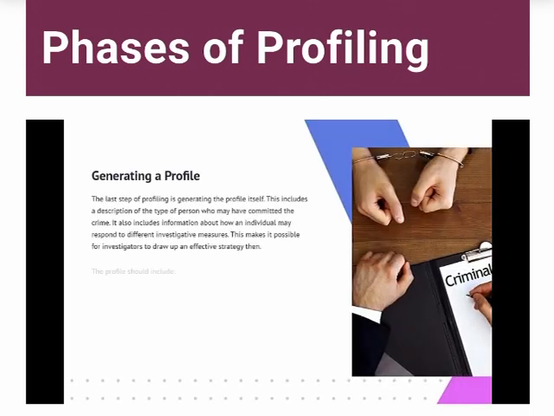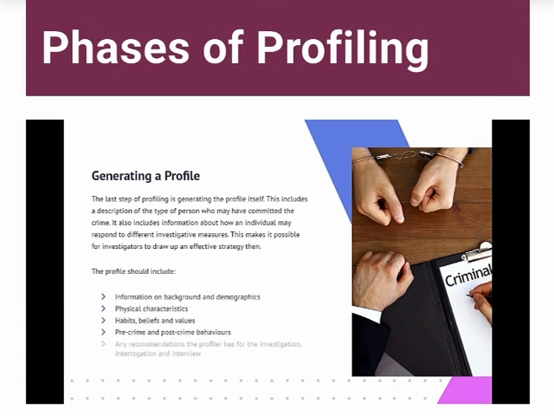Generating a profile. The last step of profiling is generating the profile itself. This includes a description of the type of person who may have committed the crime. It also includes information about how an individual may respond to different investigative measures. This makes it possible for investigators to draw up an effective strategy. The profile should include information on background and demographics, physical characteristics, habits, beliefs and values, pre-crime and post-crime behaviors, any recommendations the profiler has for the investigation, interrogation and interview.